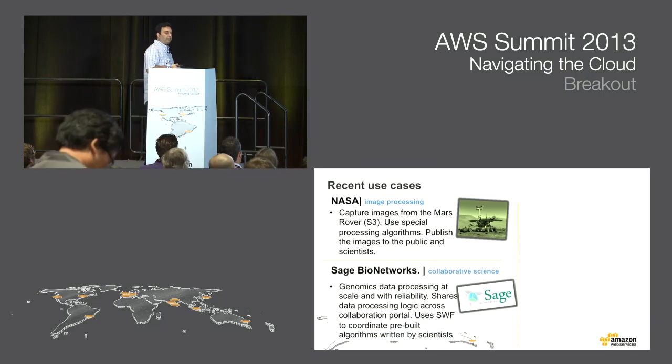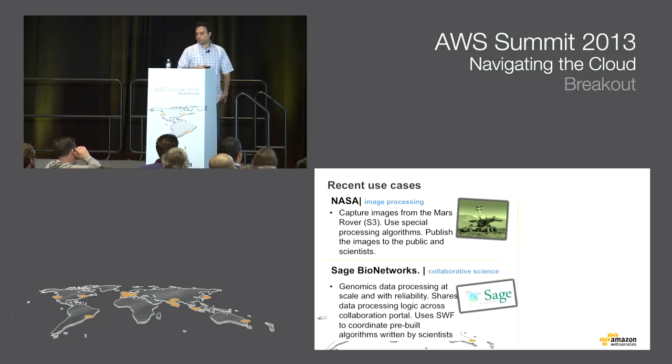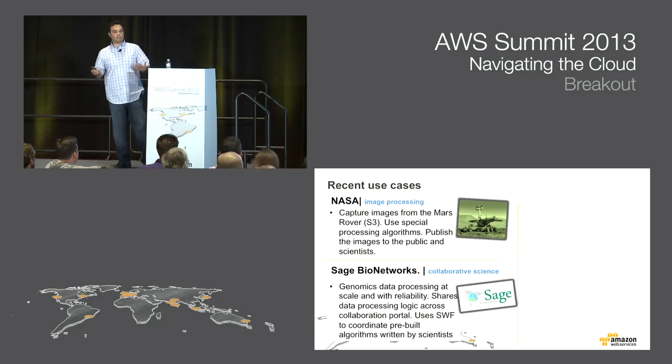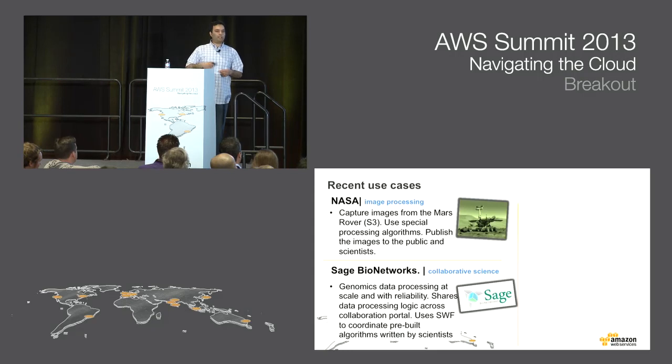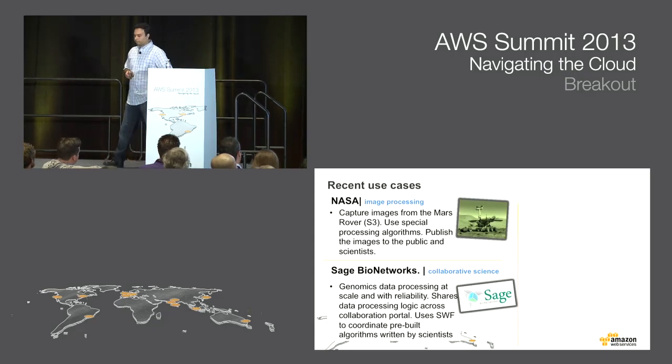My second example here is Sage Bionetworks. Sage is a scientific research organization. They are using Simple Workflow to process very large genomics data sets using specific algorithms that various scientists are developing. And they're able to use Simple Workflow to share these algorithms across the community.